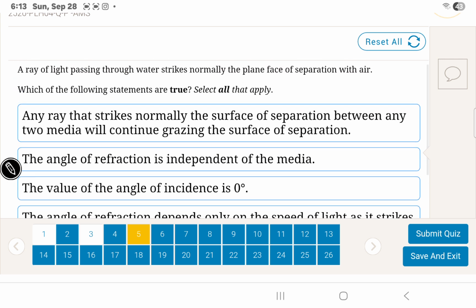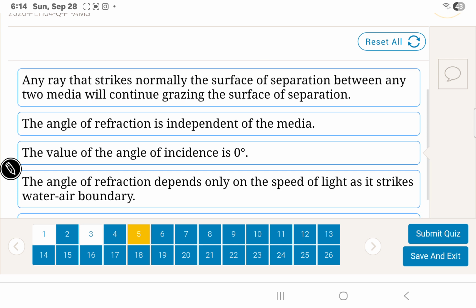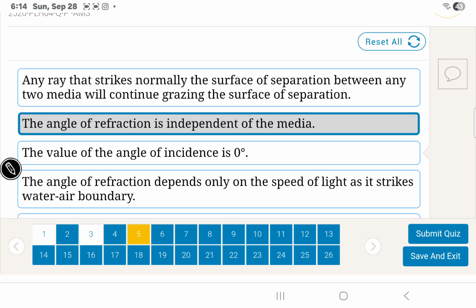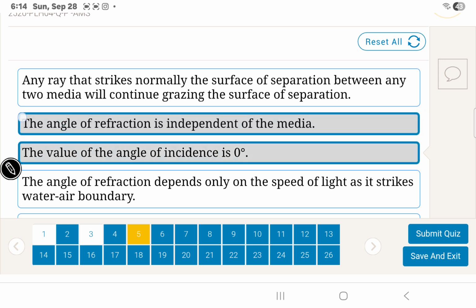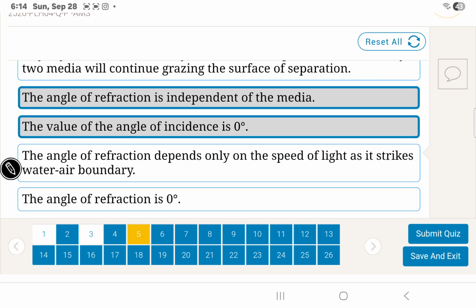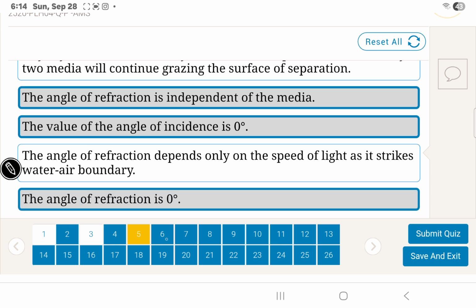Any ray that strikes normally the surface of separation between any two media will continue grazing the surface of separation? No. The angle of refraction is independent of the media. This is correct. The value of the angle of incidence is 0. This is correct. The angle of refraction depends only on the speed of light as it strikes. This is incorrect. The angle of refraction is 0.